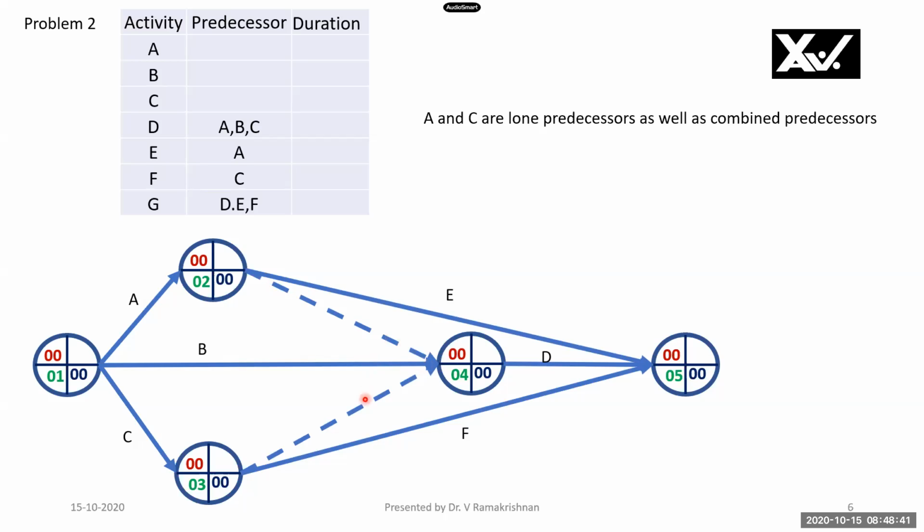Why I am using two dummy activities? Because E and F are having lone predecessors A and C. So A and C are combined predecessors as well as lone predecessors. Therefore, I have to have two dummy activities. And D has got combined predecessors of A, B, and C. And G has got D, E, F as combined predecessors. So this completes the project network for this table.